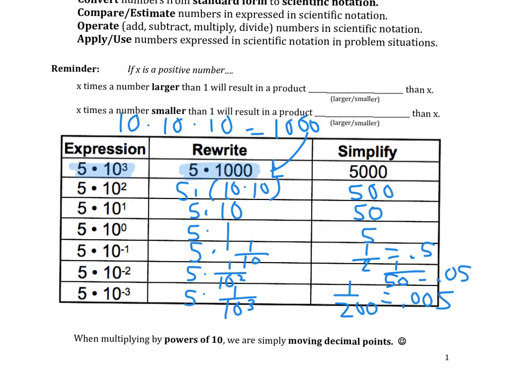Look at the pattern here, folks. I'm going to switch colors here. What's happening every time we go to a new row? From 5,000 to 500, that's division by 10, right? From 500 to 50, that's division by 10. From 50 to 5, 50 divided by 10 is 5, so division by 10. Every time you go to a new row, you're dividing by 10.